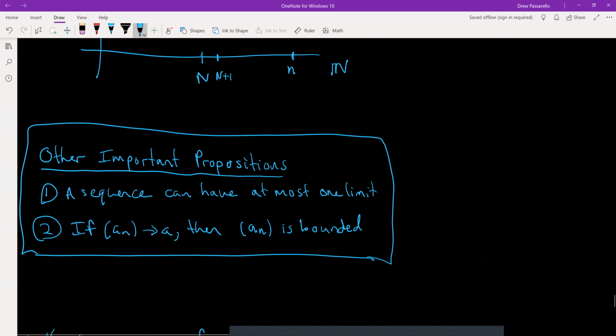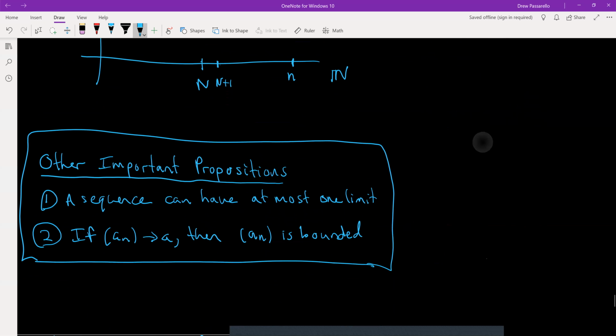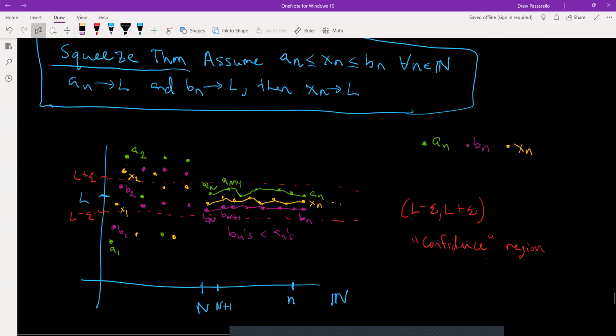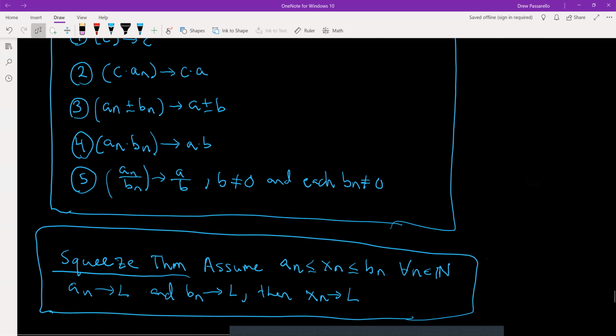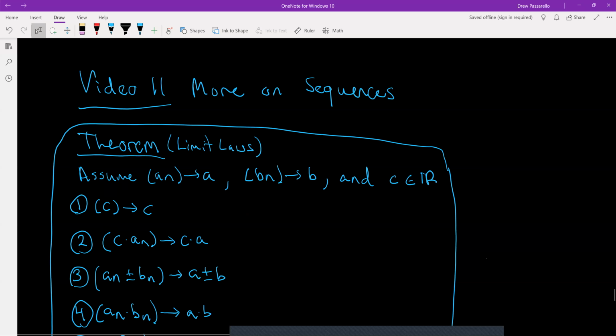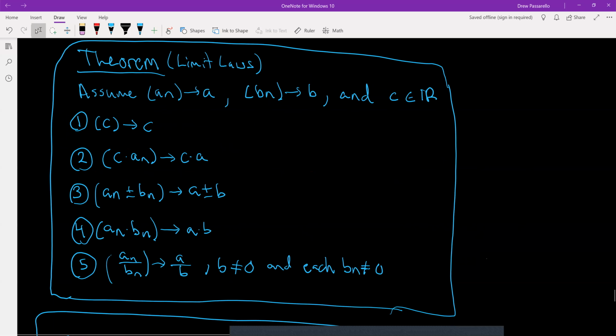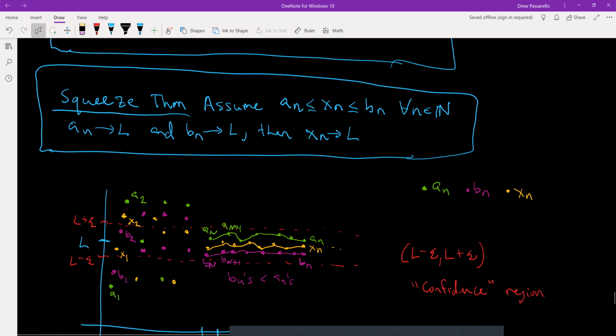Some other important propositions: a sequence can have at most one limit. And if we have a convergent sequence, then that sequence is bounded. All right, so those are two important propositions. And that's all of the theorems and propositions I'll talk about in this video. Now we're going to go into some proofs.